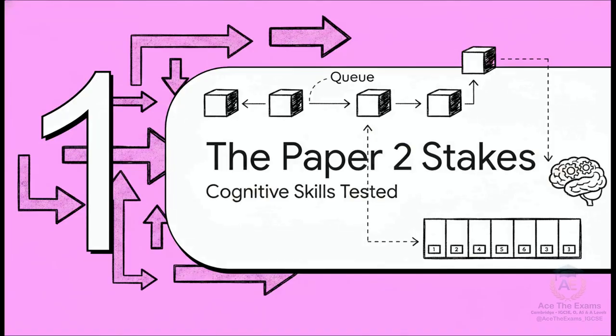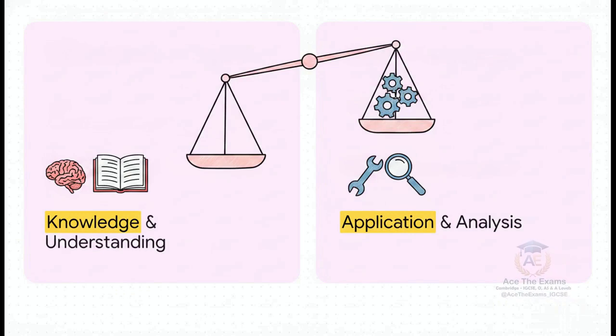Section 1. The Paper 2 stakes. Let's look at exactly what cognitive skills are being tested here. It all comes down to a crucial balance, and to explain this, I want to introduce you to 2 archetypal students, Alex and Sam. Alex comes in hot, completely overloading their answers with raw computer science facts. They know the textbook definition of an array and a first-in, first-out queue, but there's zero analysis. On the other hand, we have Sam. Sam rushes in, completely misses the command word requirements, and just starts writing pseudocode with no structure. Both of their papers end up covered in red pen marks.